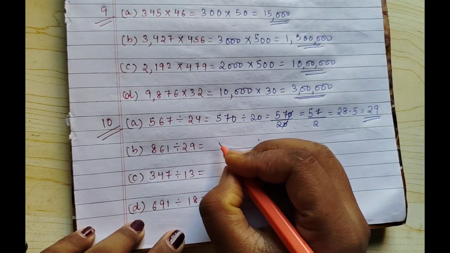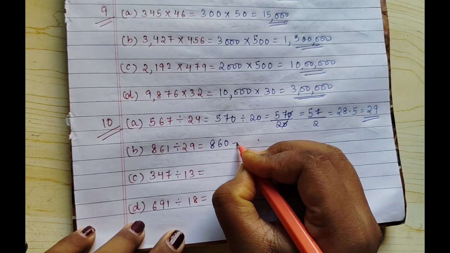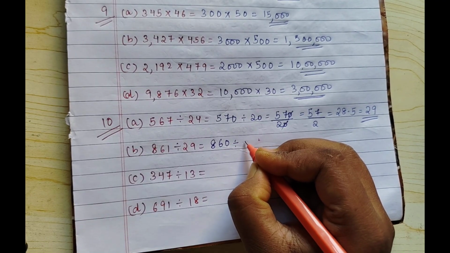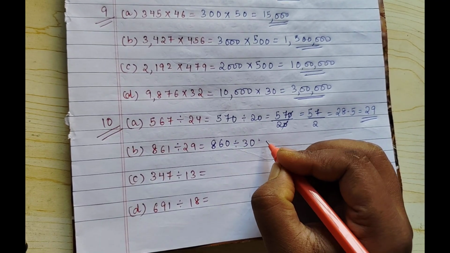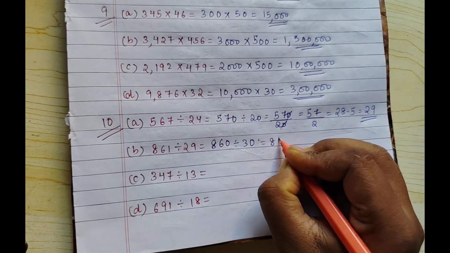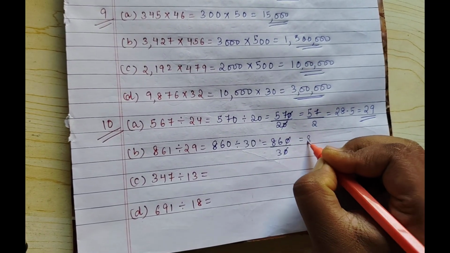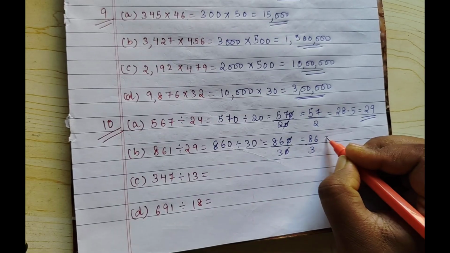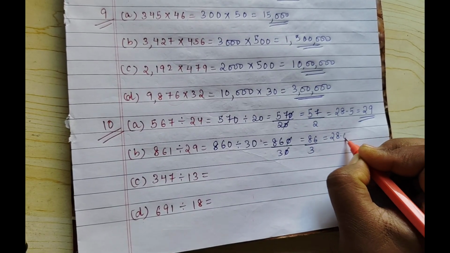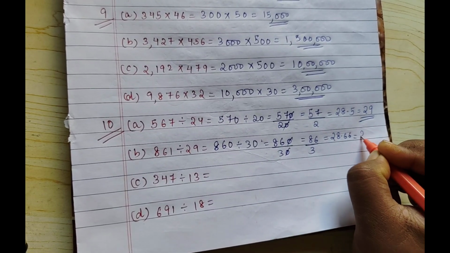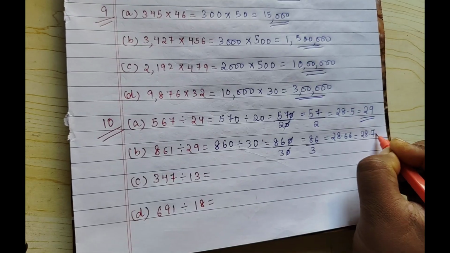861 should be rounded down to 860. 29 should be rounded up to 30. So 860 by 30, cut the 0, 86 by 3. The answer will be 28.66. So round it up to 28.7.